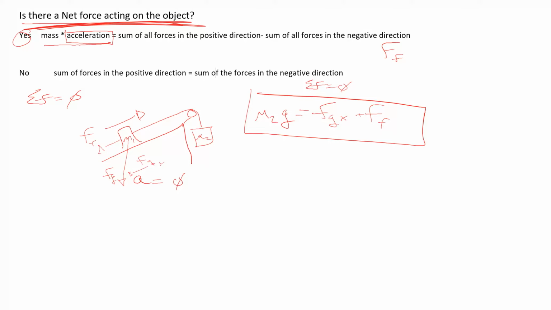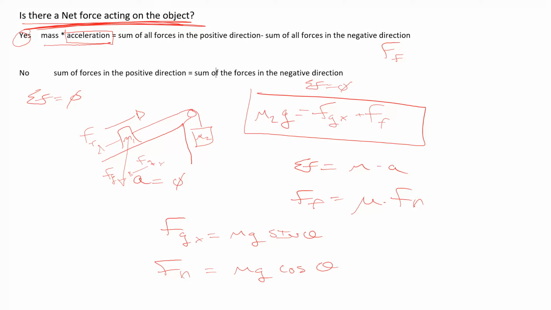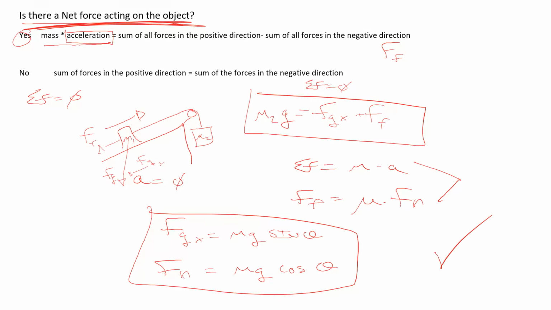Alright, so there are really about 4 equations that we learned in this chapter. Sigma F equals ma, that's on your equation sheet. Friction force equals mu times the normal force, also on your equation sheet. And the only other 2 things that I've told you before that you have to know are the force of gravity in the x direction, which is mg sine theta, and the normal force on an inclined plane, which is mg cosine theta. So if you've memorized that and you know that that's on your equation sheet, you're going to be in good shape.